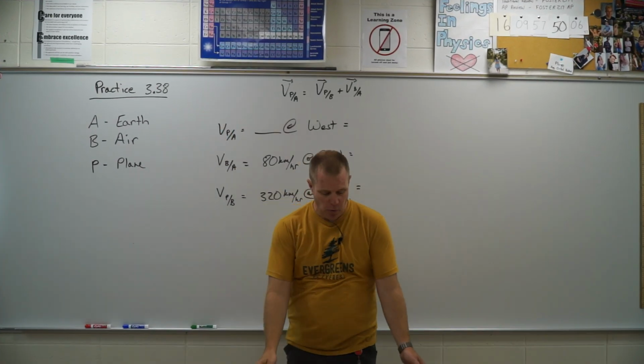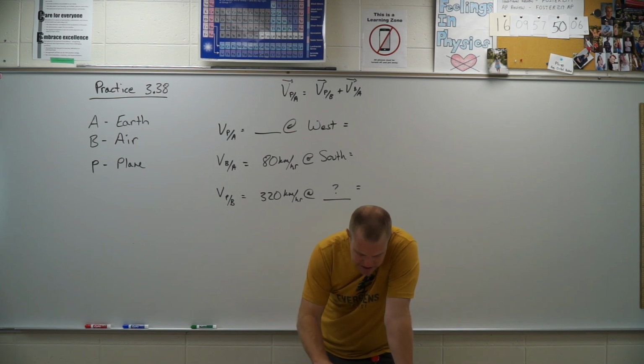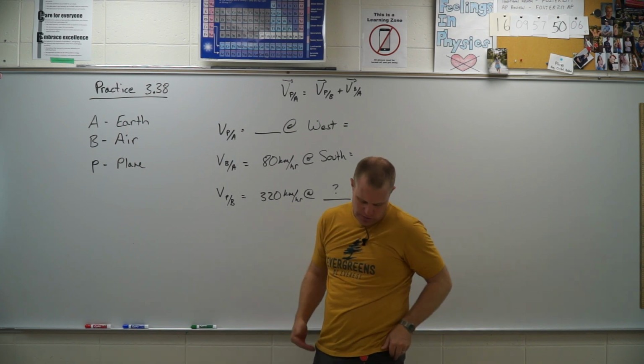Tried practice 3.38, so let's see how you did. So we get an airplane pilot who wishes to fly due west. A wind of 80 kilometers per hour is blowing due south, and if the airspeed of the plane in still air is 320 kilometers per hour, in what direction should the pilot head? And what is the speed of the plane over the ground?